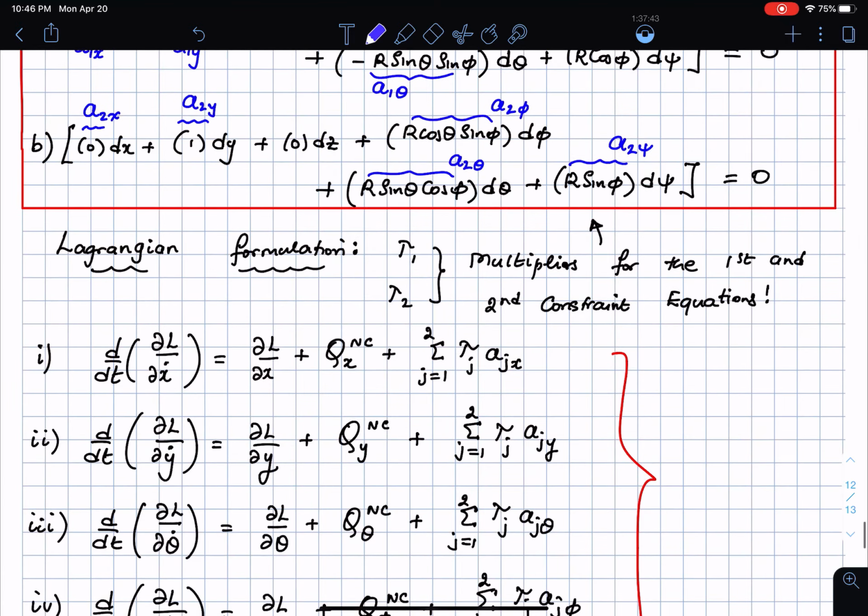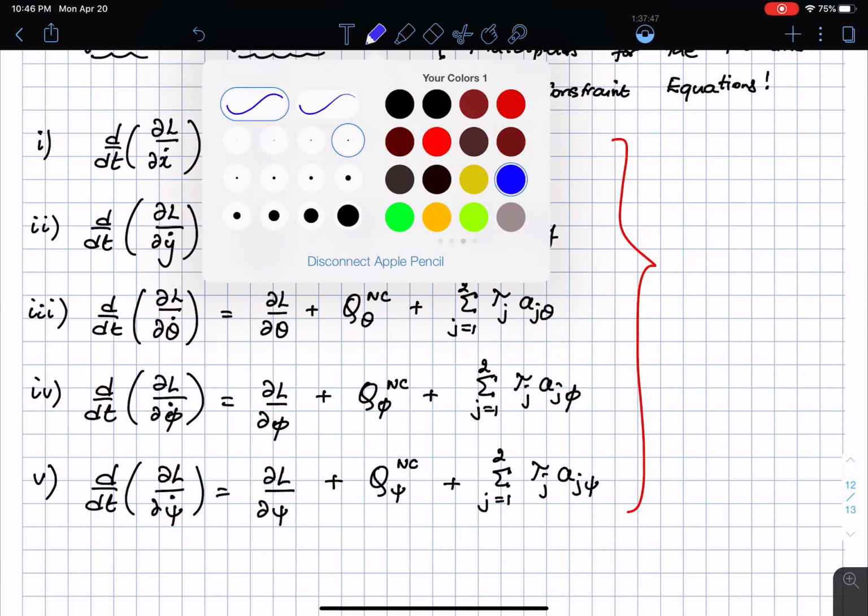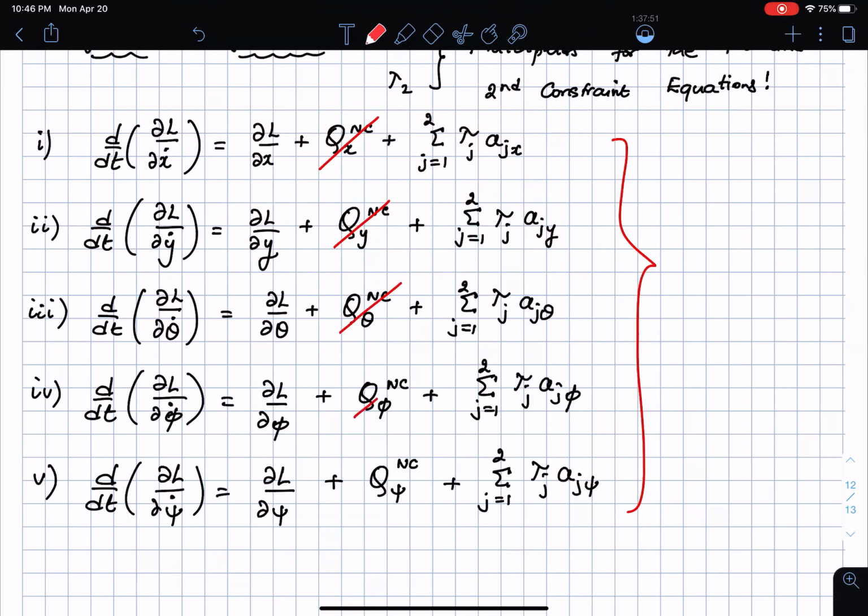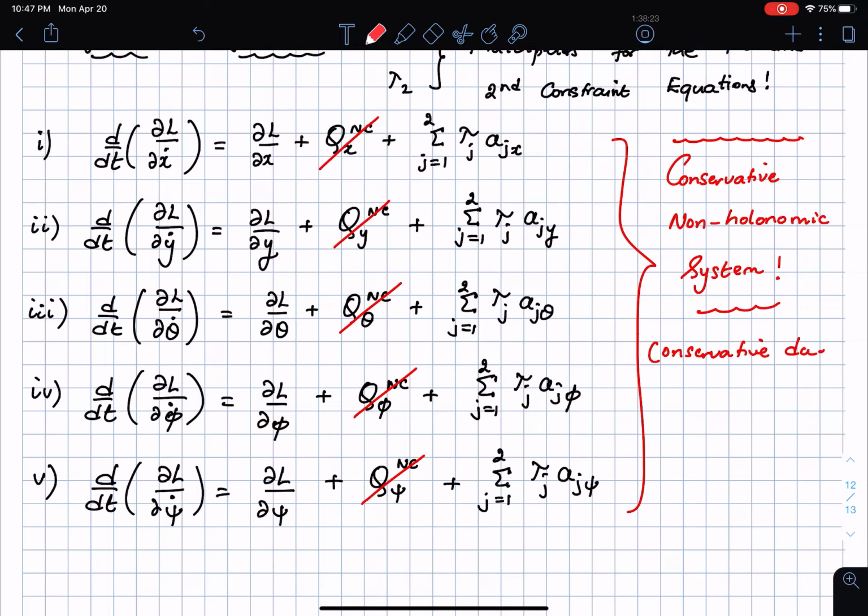So what I can say is the following. First of all, there are no non-conservative forces in our situation. So that's gone, that's gone, that's gone, that's gone, that's also gone. So this is a conservative non-holonomic system. It is conservative because there is no kinetic friction, because of static friction from the roll-without-slip constraint. If you had kinetic friction, then this would be a dissipative system.